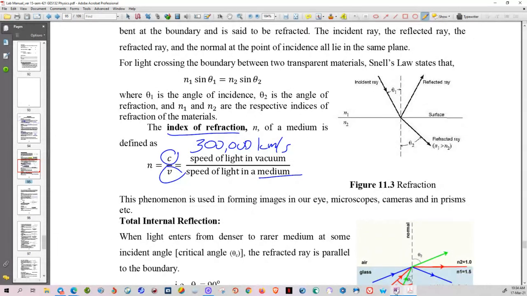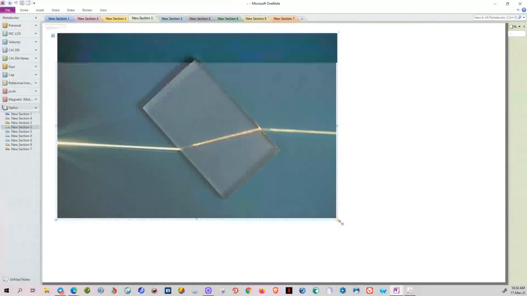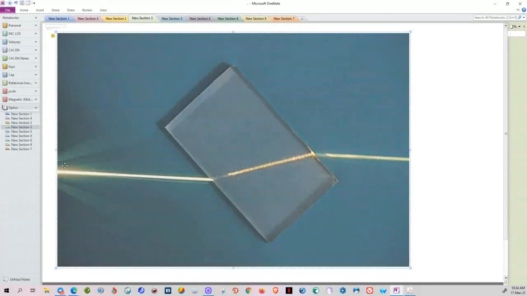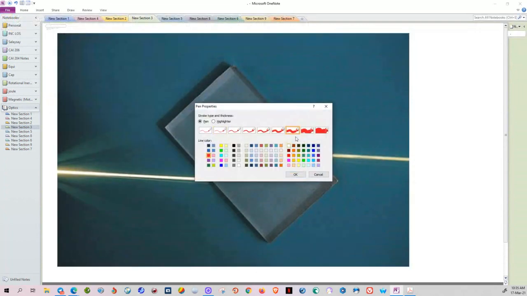And I have one image here which shows it very nicely. Here, in this image, you can see the light is traveling in air. The light is traveling in air. So let me write the material here.